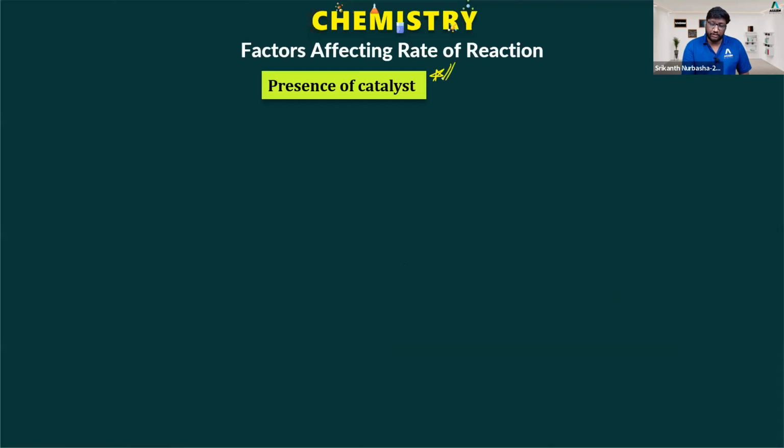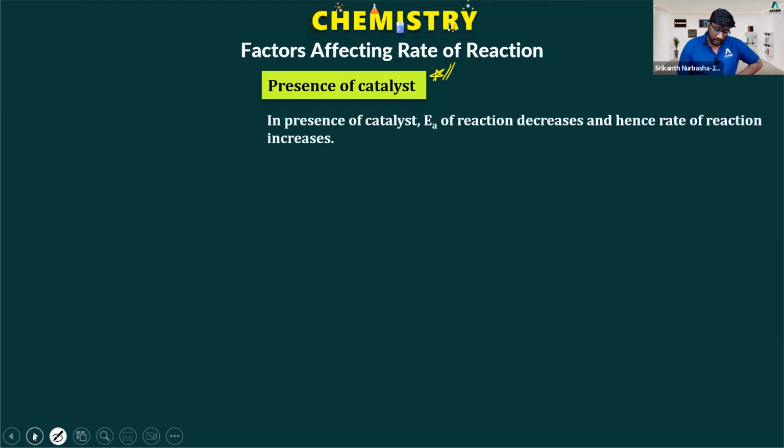Next, the other factor which affects the rate of reaction is the catalyst. If we take a catalyst, the activation energy is decreased, thereby increasing the rate of reaction. If we take an inhibitor, the activation energy, the threshold energy, will increase, thereby decreasing the rate of reaction. In the presence of a catalyst, EA of the reaction decreases and hence the rate of reaction increases.